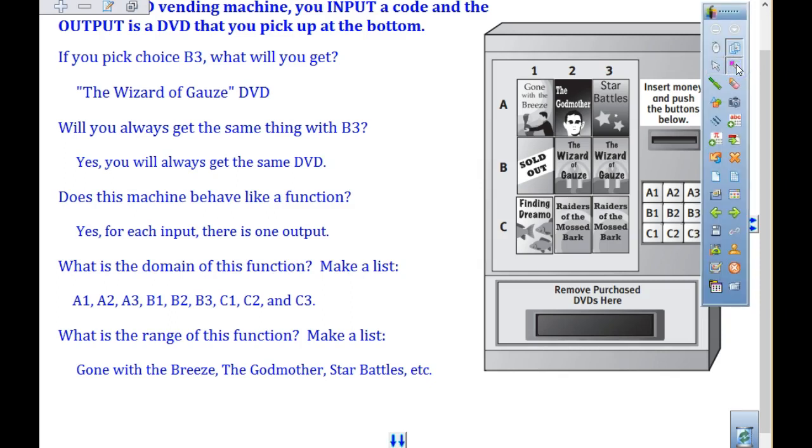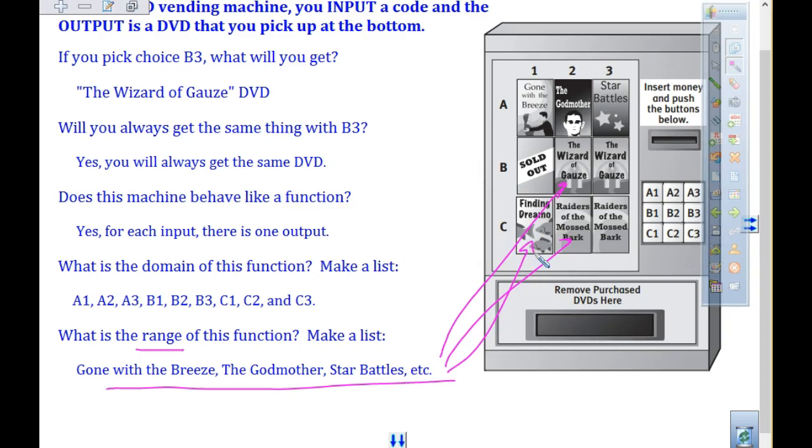So the range of our function is all of these movies, right? Finding Nemo, Raiders of the Lost Ark, all of those different movies. Okay? So the domain is what you put in. The range is the output. I'll give you a minute, some of you are still copying here.